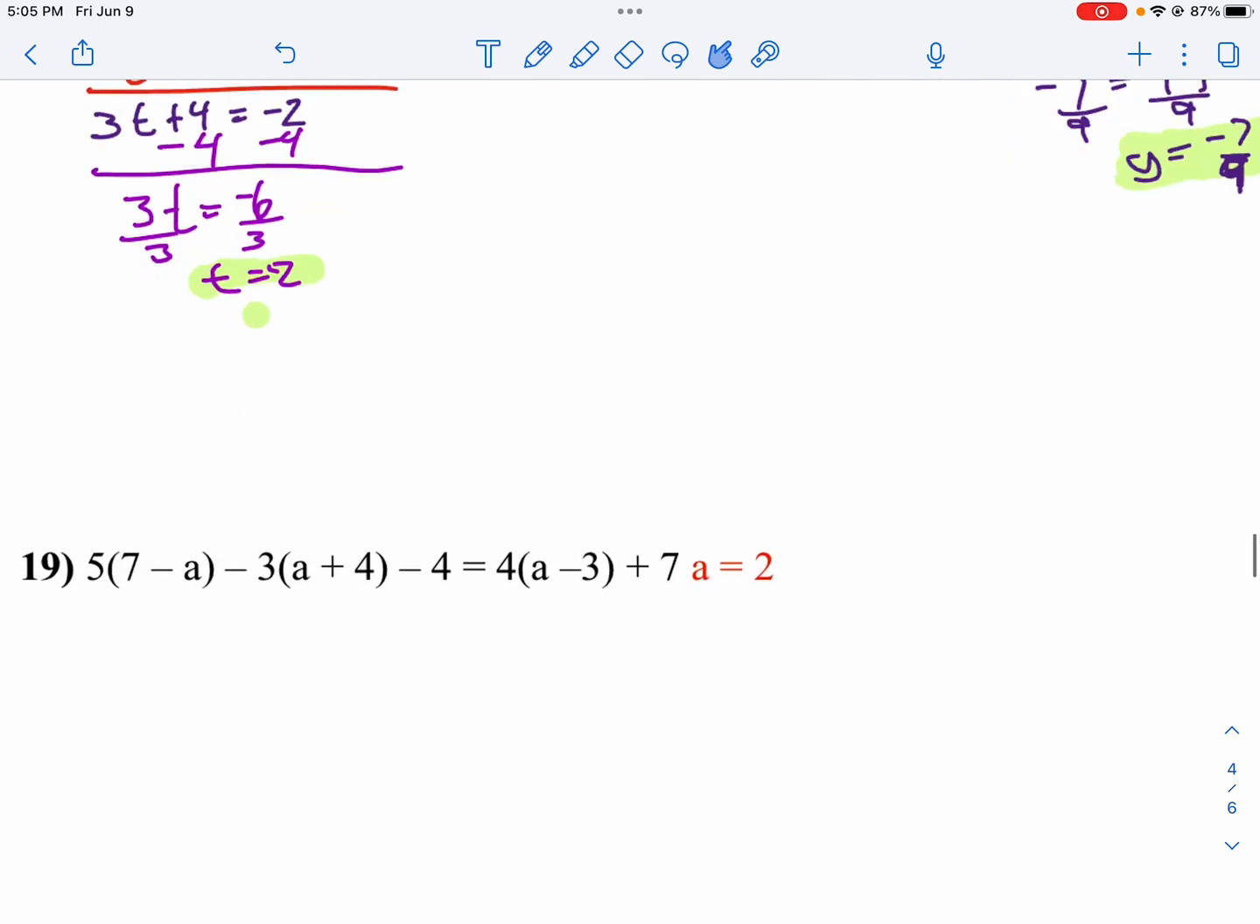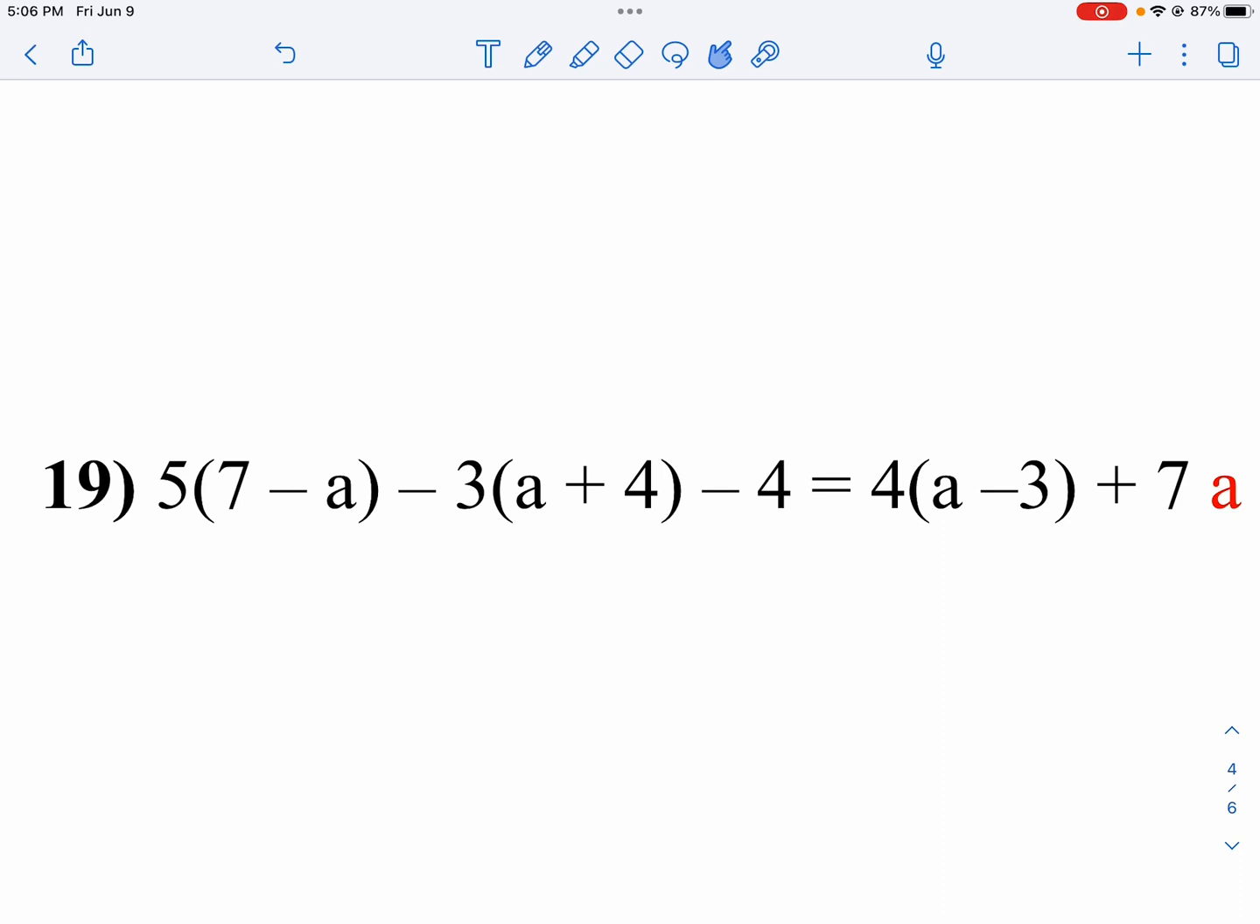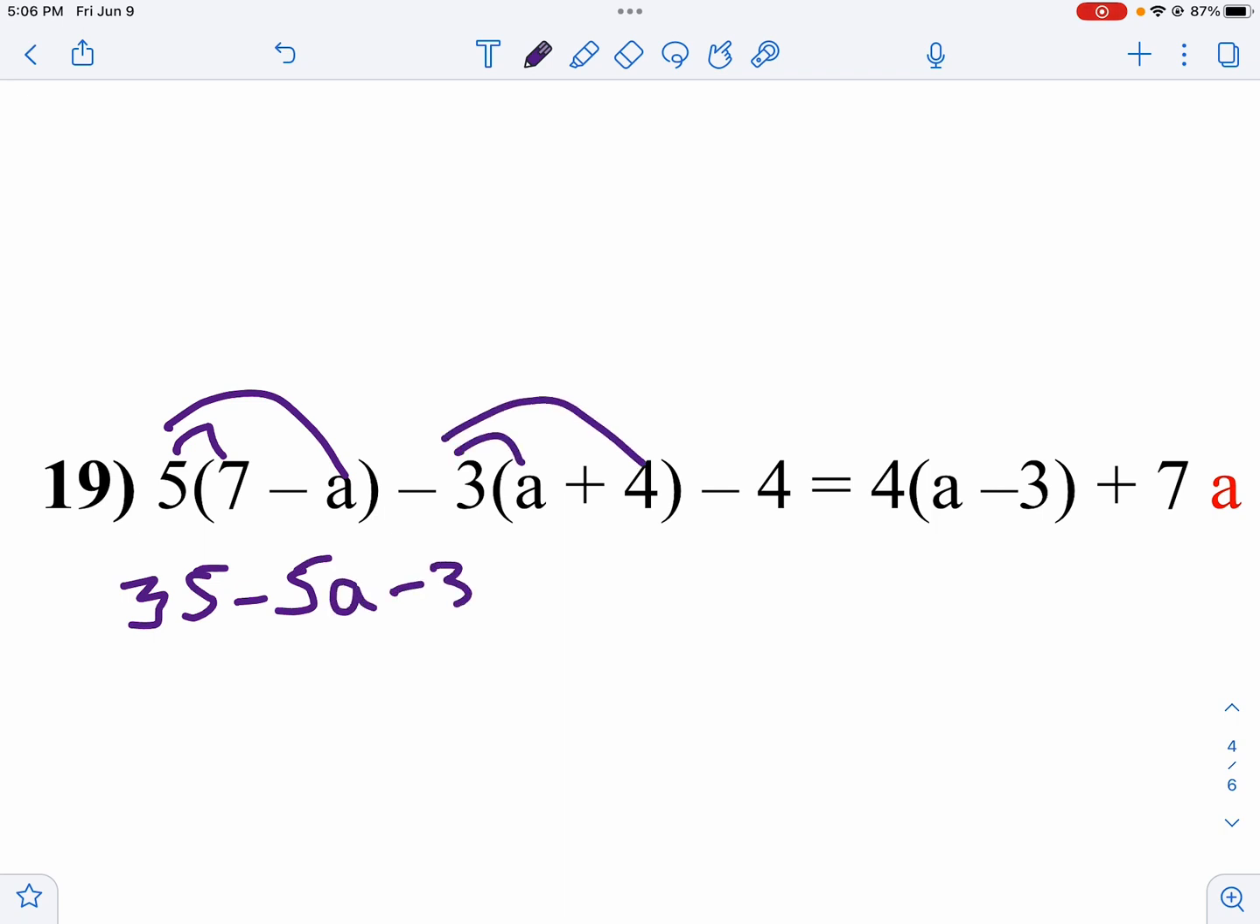Okay, number 19. We're going to simplify each side of the equation first. I'm not going to look at the right side. I'm just going to simplify this side. So I'm going to distribute my 5 inside, so you get 35 minus 5a. Distribute by negative 3. I get negative 3a minus 12 minus 4.